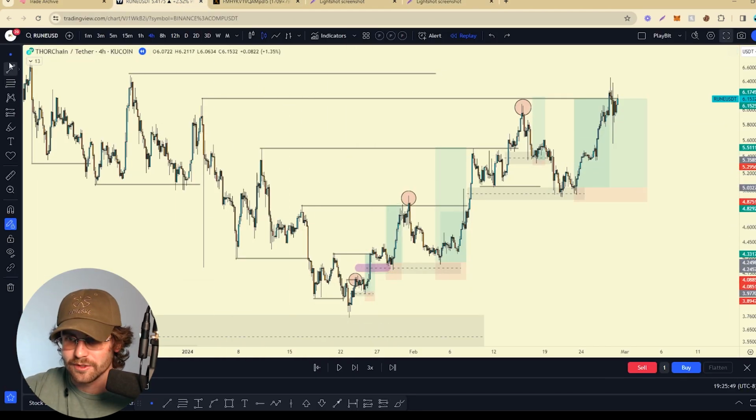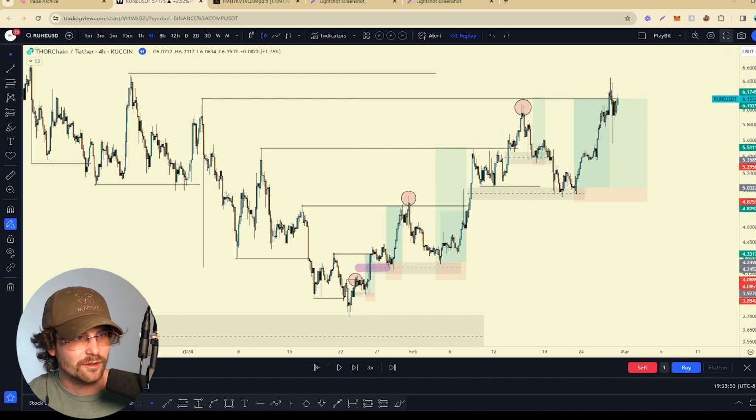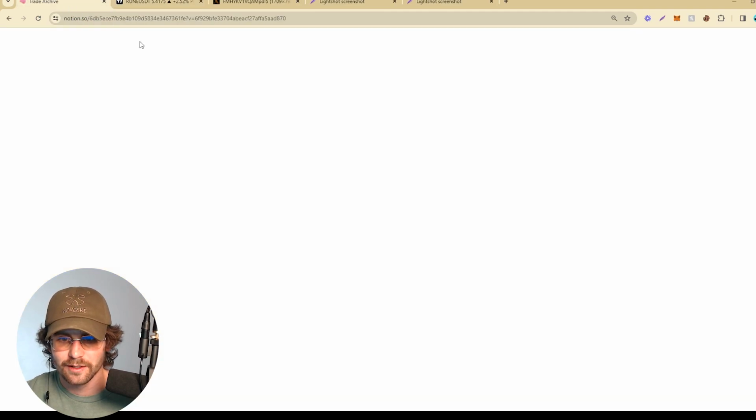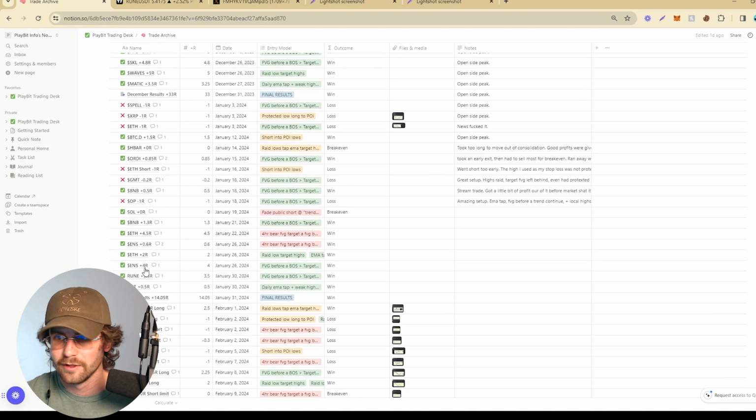We did a lot of these in real time. I'm actually going to pull up the screenshots for all these right now to quickly show you that we did in fact take a lot of these positions. Oh, we have it right here. We have it in the trade log. Where is Rune at? Here we go. Boom. Rune.